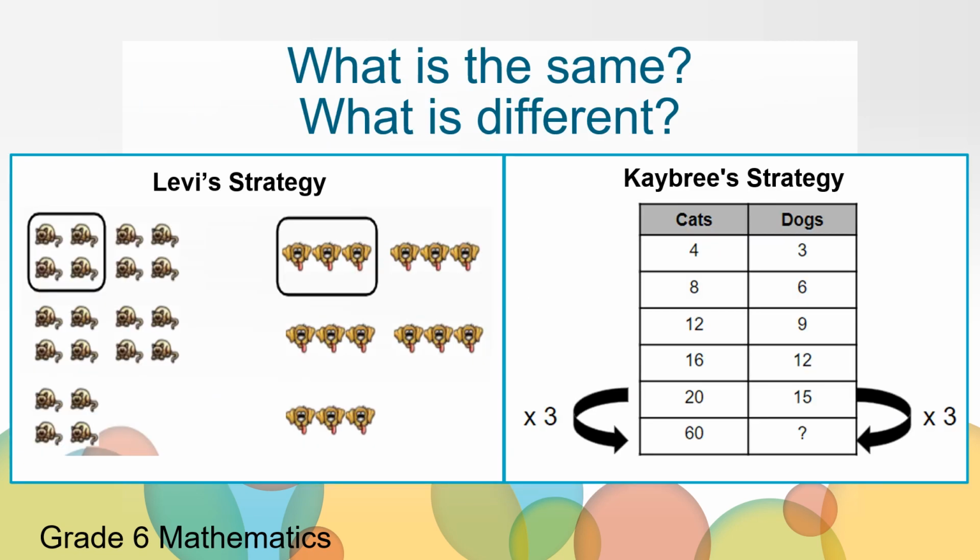Levi and Kaybree were so excited to compare their strategies. They know that mathematicians are always thinking about how different strategies are alike and how they're different. Take some time to think about the ways that Levi and Kaybree's strategies might be similar or different, and write down anything you might notice.